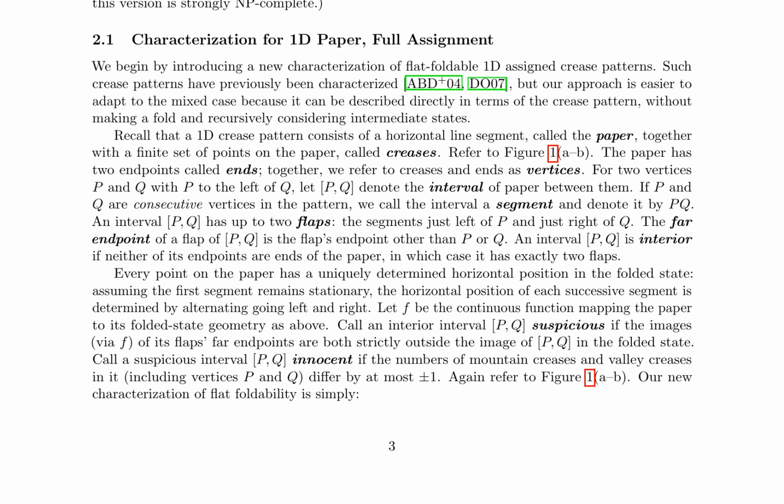An innocent interval is one where the numbers of mountain creases and valley creases differ by at most plus or minus 1. The new characterization of flat foldability is based on these concepts, providing a polynomial time approach to deciding foldability in the 1D mixed assignment one and some layers models.